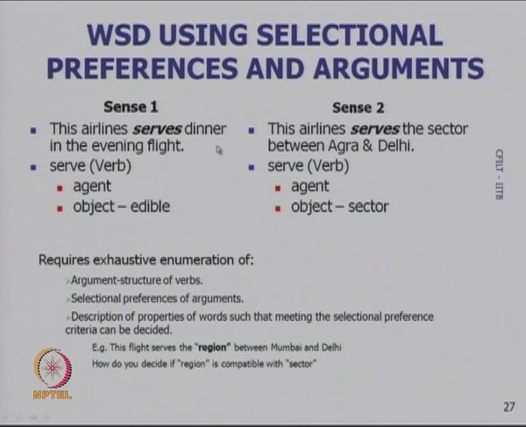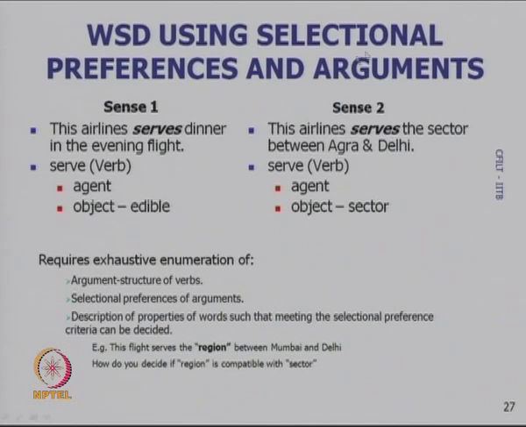So, here dinner is the object which is being used as the argument of serving, and the property of this is edibility. So, the moment I know the property of the object, the fact that the object is edible, I know this sense of serve is used here, serve in the sense of giving, offering. Whereas, if I know that the object is of type sector, let us say the Agra Delhi sector, then I know the sense two of serve is being used, where the property of object again is serving to disambiguate.